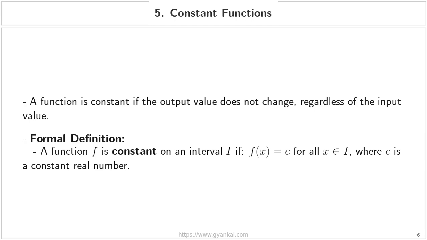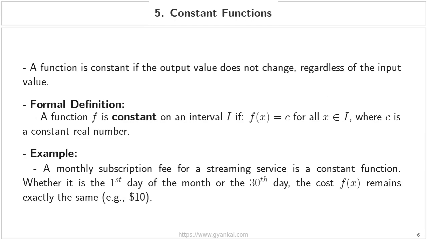In other words, no matter which value of x you choose from that interval, the result is always the same fixed number. To help you visualize this, consider a real-world example, a monthly subscription fee for a streaming service. If we let x represent the day of the month, the cost, f of x, remains exactly the same whether it is the first day of the month or the 30th day. For instance, if the fee is $10, the output is always 10, making it a constant function. With this, we have covered all the primary types of monotonicity. In the next slide, we will summarize these definitions in a table to help you distinguish between them more easily.